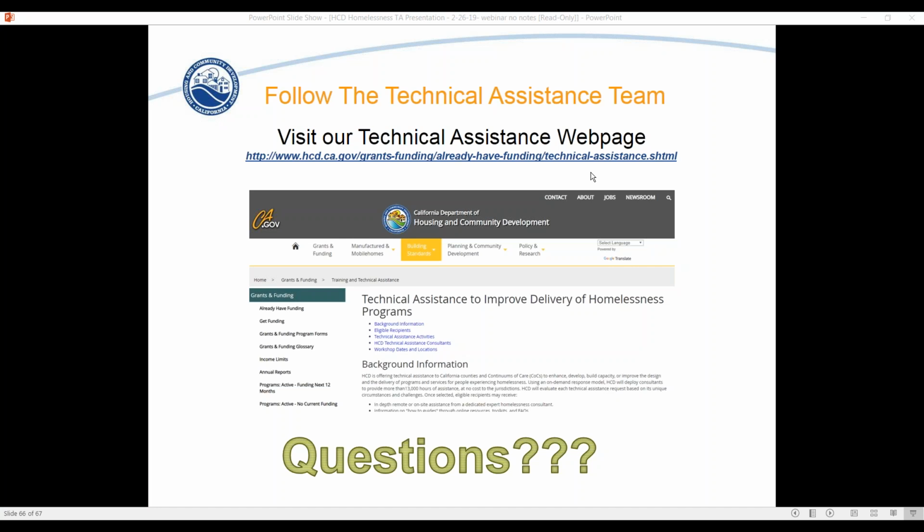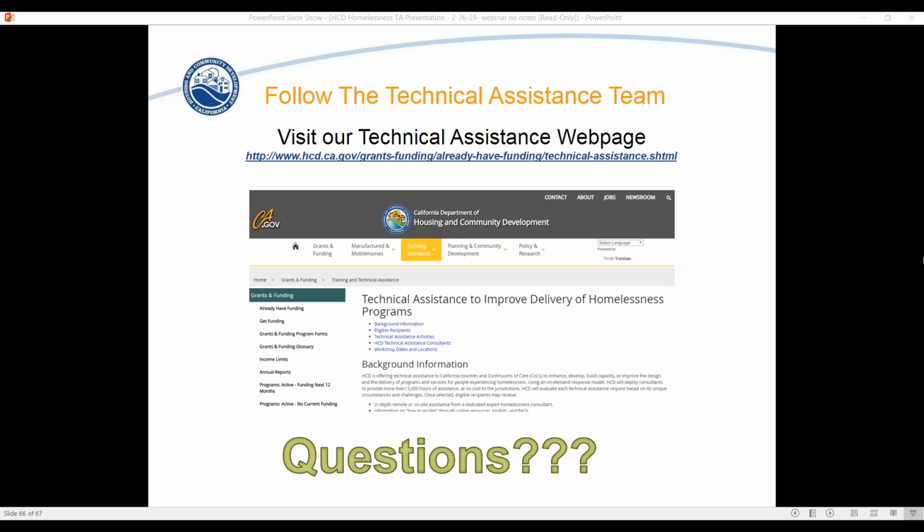So if you're seeking that type of assistance, under the housing stability, you would request technical assistance through the housing stability. That's what it feels like it fits. But then again, once you submit your request, we will evaluate to see which technical assistance consultant is appropriate to be able to help you.